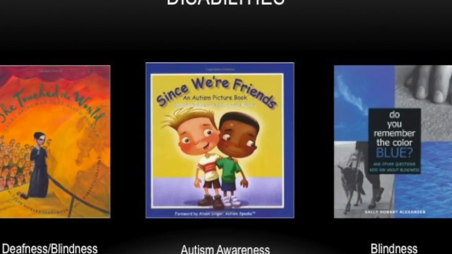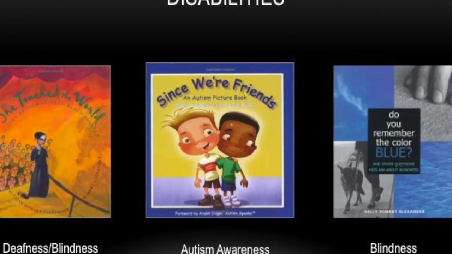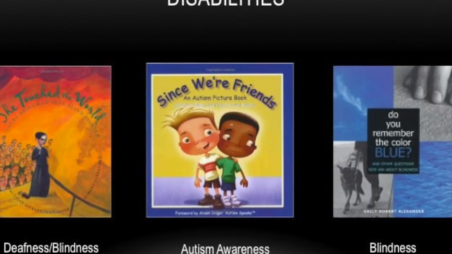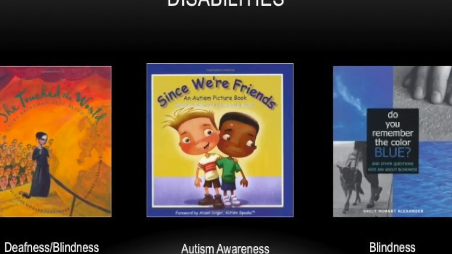So disabilities is, of course, a very important topic to discuss with students. It's crucial that students understand that just because we don't necessarily look like each other or act like each other, sound like each other, just because some of us can't see or hear or have trouble comprehending certain things, it doesn't make us any less of a person. We're all still equal as human beings in that we are deserving of respect and integrity from one another.